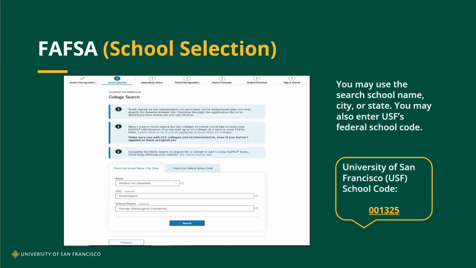When you get to the school selection, you want to go ahead and enter the University of San Francisco school code, which is 001325. And then you would just add the school to the list of schools that you want to send your application to. Without a school code on the FAFSA, the university will not receive your application.